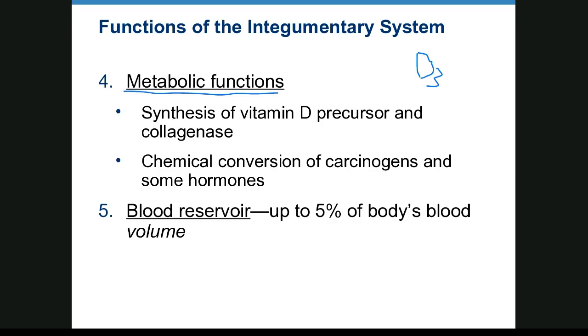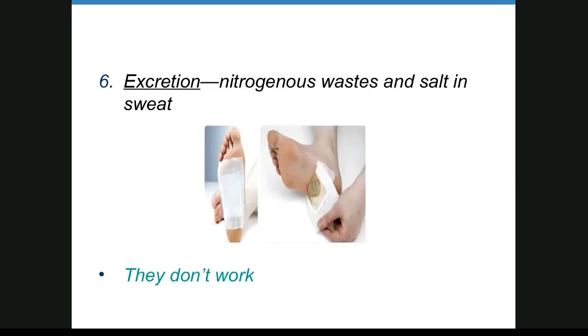Blood volume reservoir: 5% of the body's blood volume is in the skin. So when a person is in shock, they will divert that blood away from the skin, and they'll have a little extra for things we care about now, like brains and hearts, things we really have to have going. The skin can survive a little longer without the full load of blood. Okay, some nitrogenous wastes and salt are excreted in the skin.